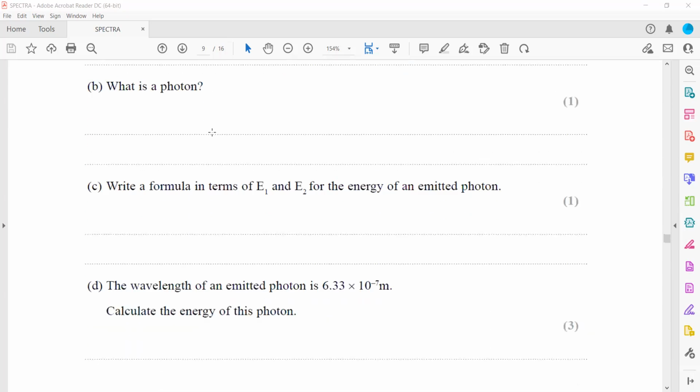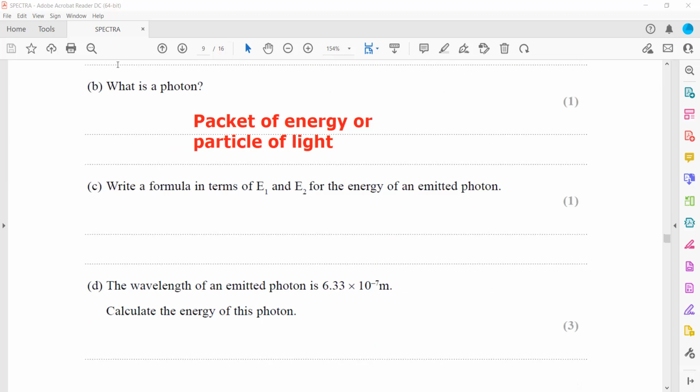Then, what is a photon? How do we define a photon? A photon is basically a packet of energy or a particle of light. So what is the photon definition? It's a packet of energy, or you can also say it is a particle of light.